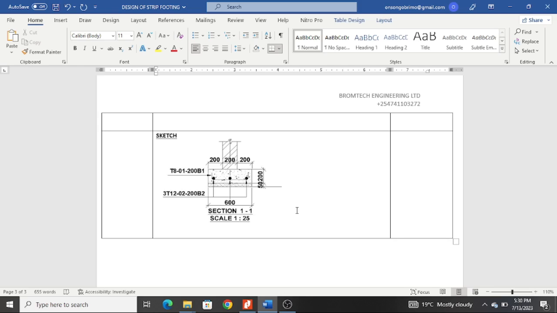So actually I will also do this in a design software, and we will also use Excel design sheets so that we can design this and see what is the difference and what is the similarity.